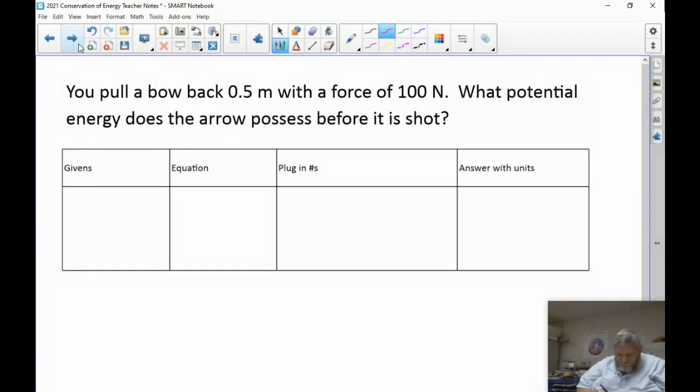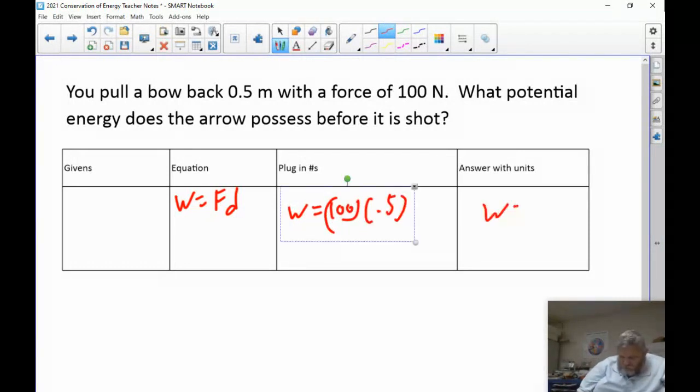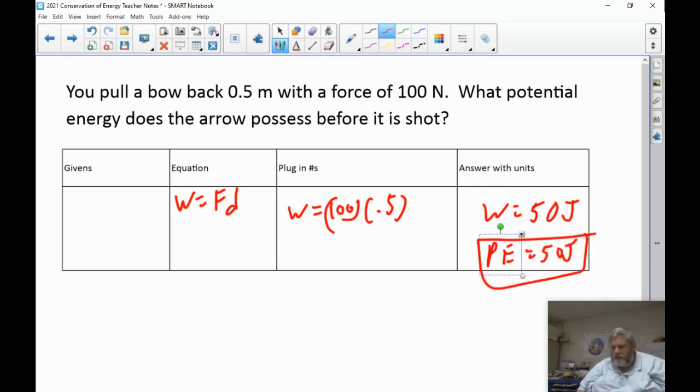All right, so you pull the bow back 0.5 meters with a force of 100 newtons. What potential energy does the arrow possess before it is shot? Well, we just said that the work done is equal to the potential energy. So the work is just force times distance. The work is going to be 100 newtons times 0.5 meters, which is 50 joules. And therefore, the potential energy is equal to 50 joules. And that is our answer.